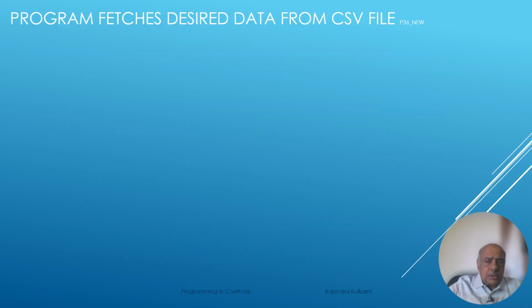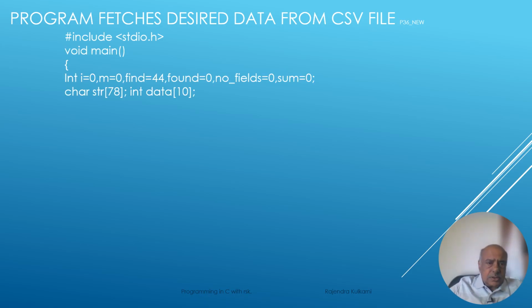Now how to access this data from the CSV file? This program explains to us how to do it. There are a few variables declared here. You can see the variable named find has been assigned a value 44 and all others are assigned 0.